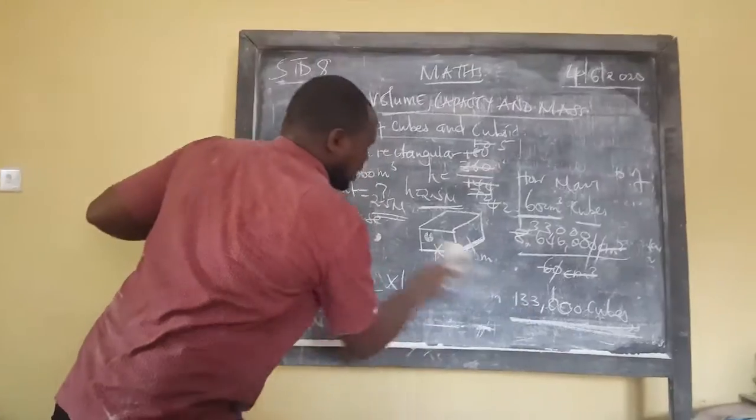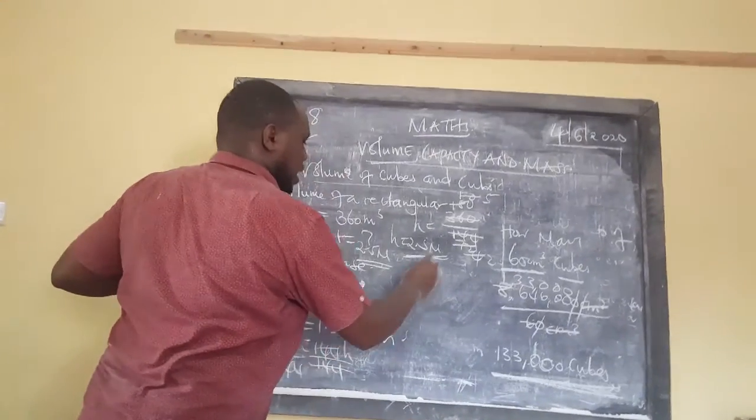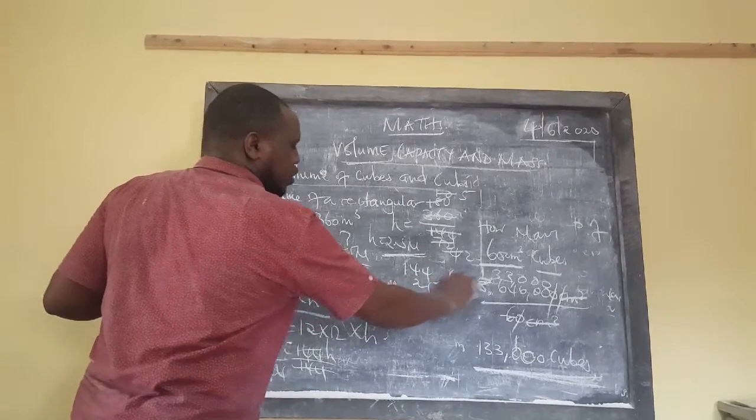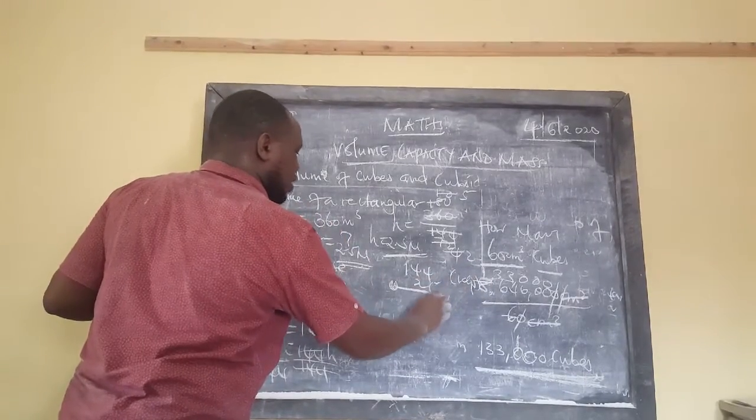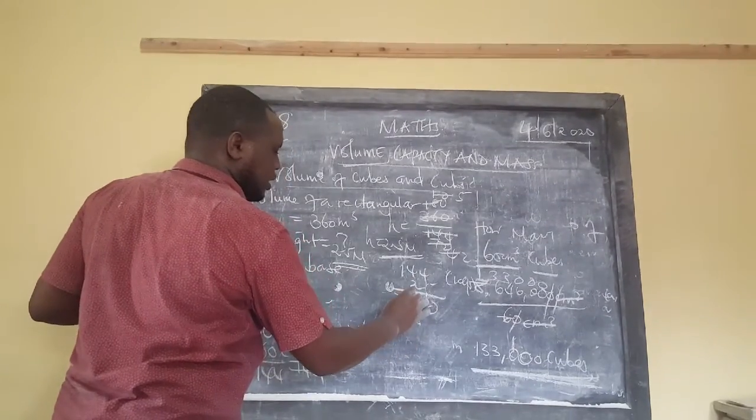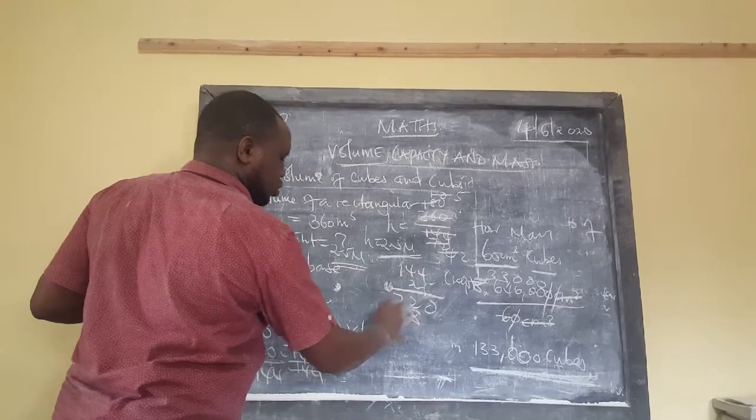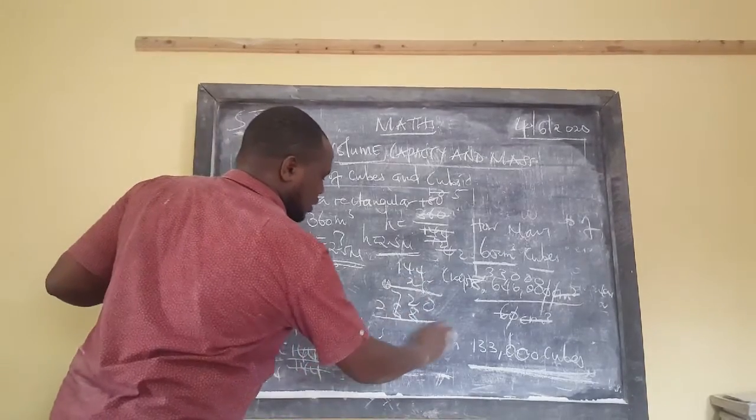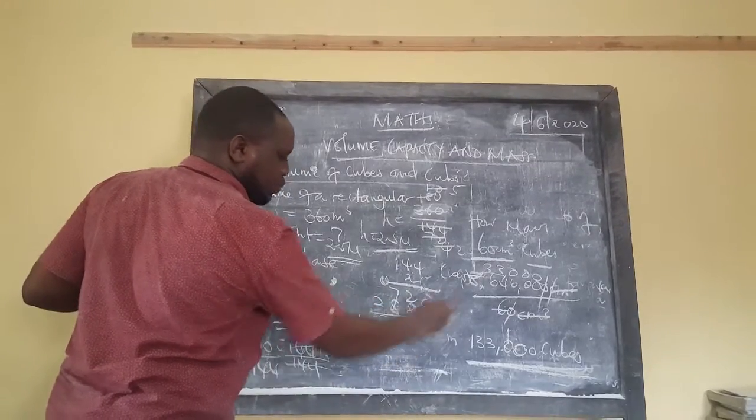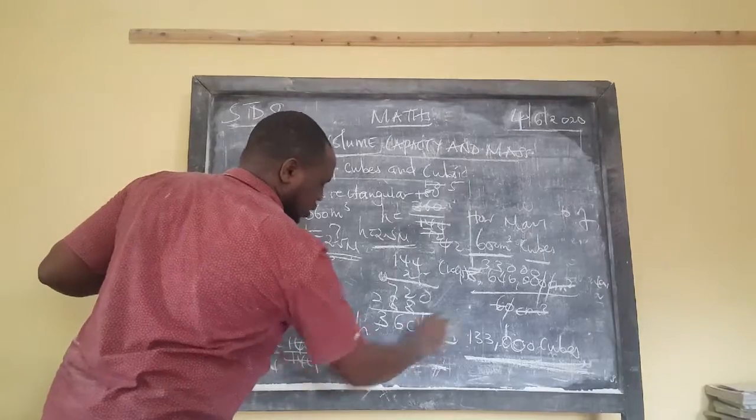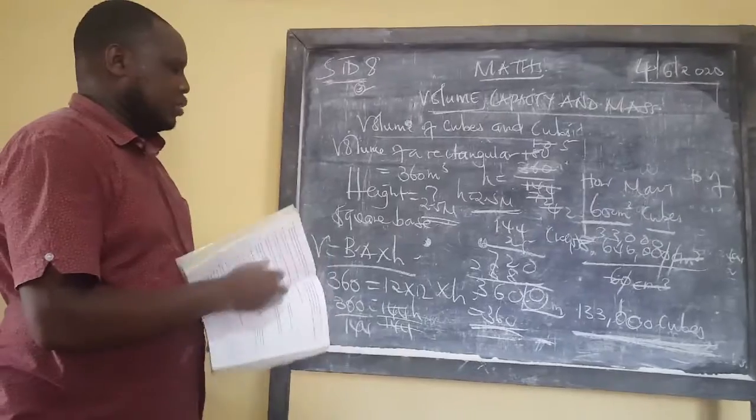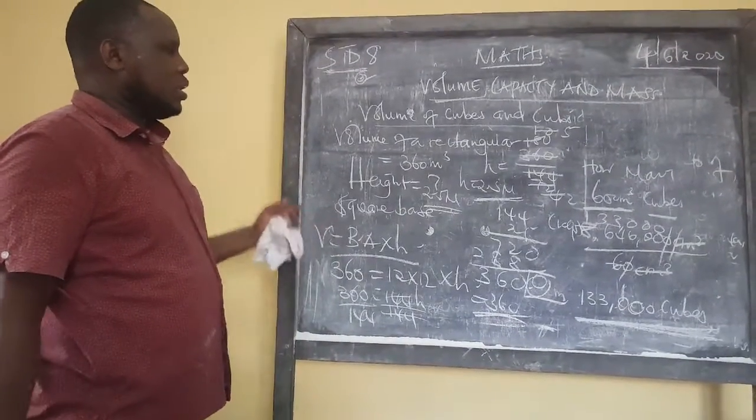Let's just try it here. 144 times 2.5. Let's just do 25, and we know we have one decimal place somewhere. So we remove that decimal place, and we remain with 360. So that's how simple it is. It's so simple, learner, that you can be able to calculate those questions.